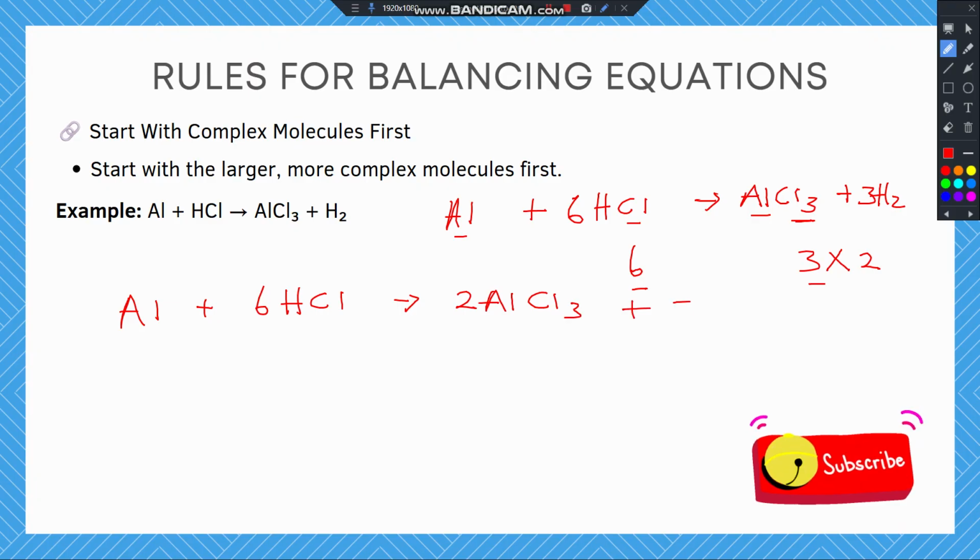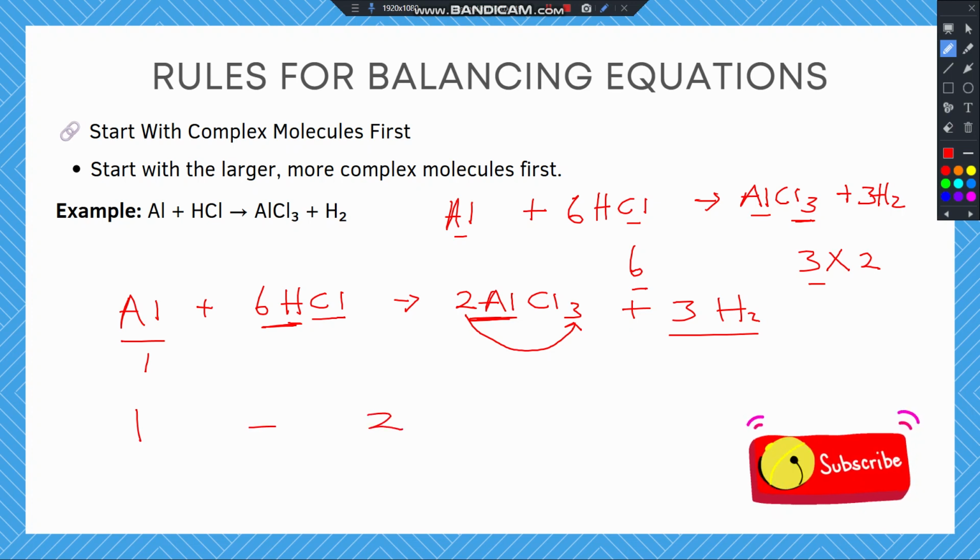2AlCl3 plus 3H2. So if you check now, you see that hydrogen is balanced, 6 atoms on the right and 6 atoms on the left. Chlorine is also balanced, 6 atoms on the left and then 6 atoms on the right as well. How about aluminium? Aluminium is just 1 atom on the left but 2 atoms on the right. So if we have 1 on the left and 2 on the right, how do we make them equal? We make them equal by simply using this 1 and multiplying it by 2.